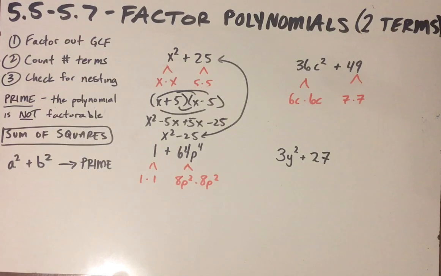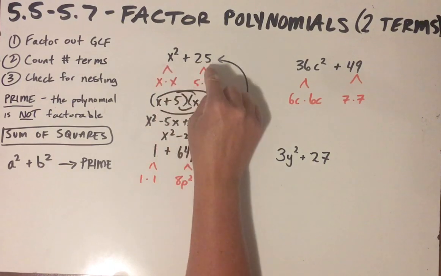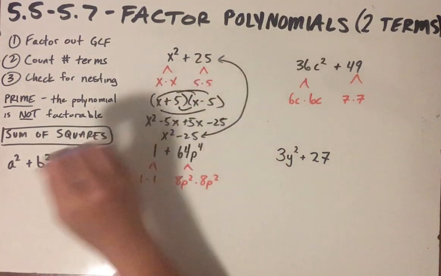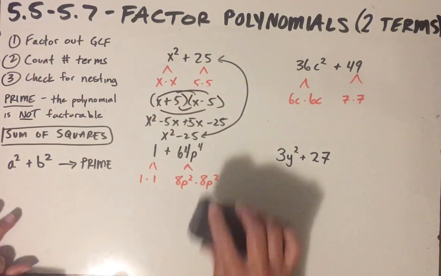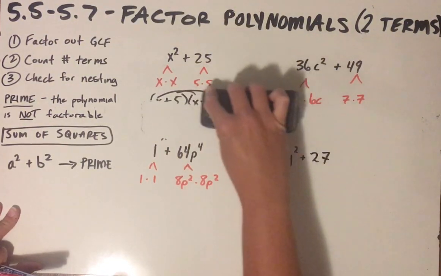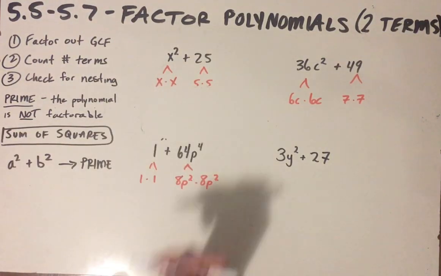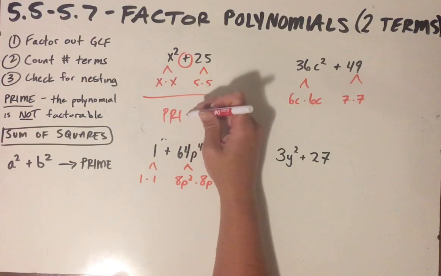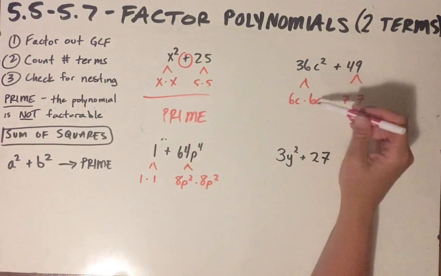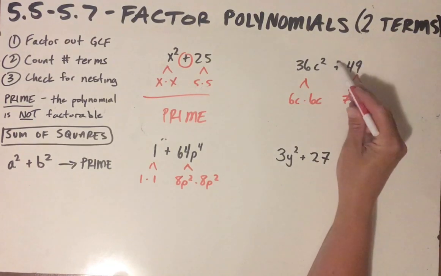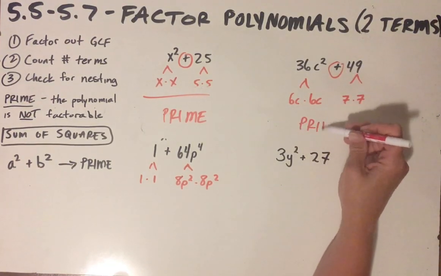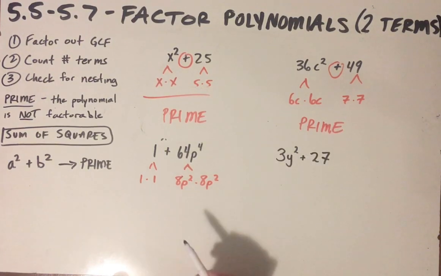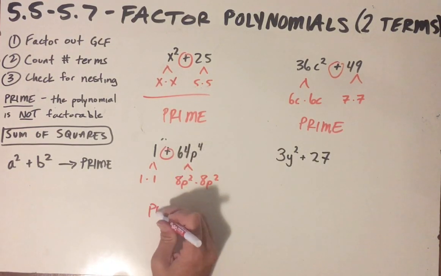There's no other possible sign combination I could try here. So I know anytime I see a perfect square and a perfect square with a sum, this is prime. I don't have to go through this process if I can recognize this right away. I'd say, yep, perfect square, this is a sum of squares. Stop right there, this is prime. I do the same thing here: perfect square, sum, prime. Perfect square, sum, this is prime.